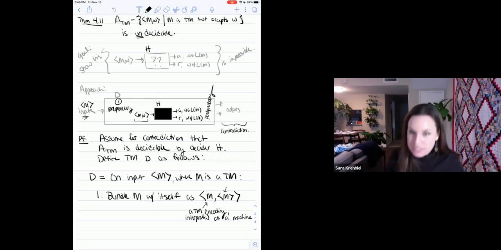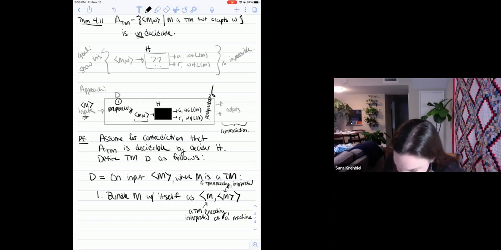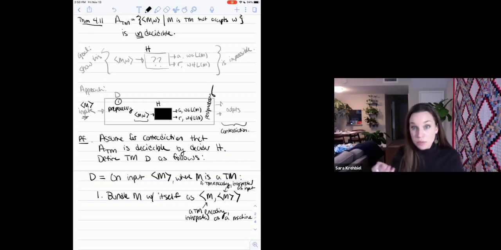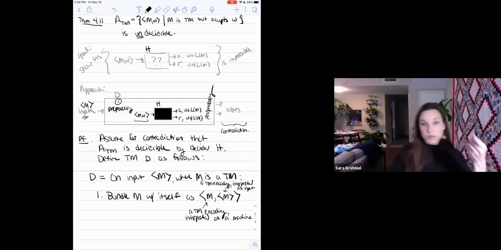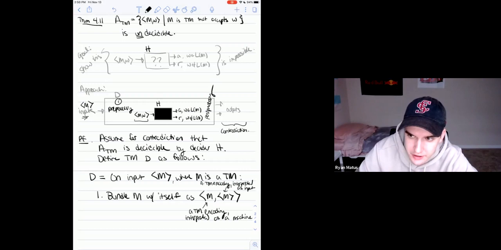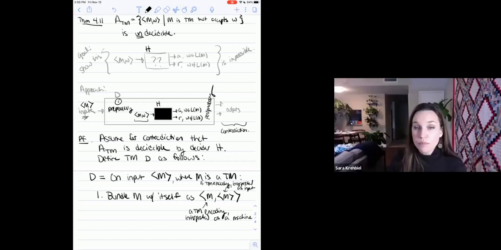But this guy is like a meta encoding. And instead of treating it as a machine, I'm going to treat this as input. So it's also a TM encoding, but this time it's interpreted as a possible input to its own encoding that's being treated as a machine. So you're inputting a machine into the machine, basically? I'm allowing H to decide to do that.